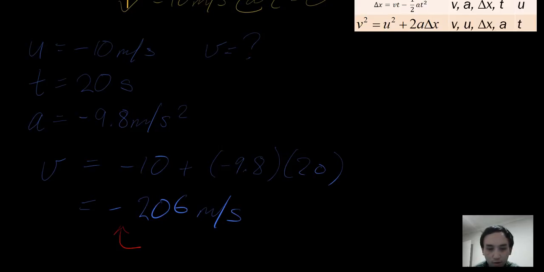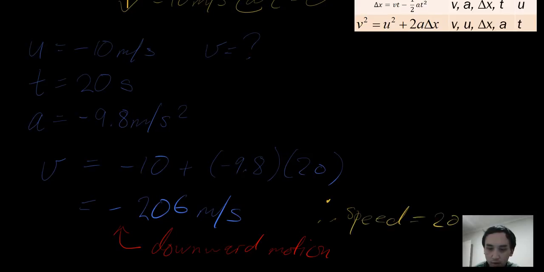So we have some downward motion here. But our speed is really just 206 meters per second. Remember that speed is just the positive value of velocity. The negative here just means that we've gone down instead of up, and the speed here is just telling you how fast it's going as a numerical value, as a scalar.